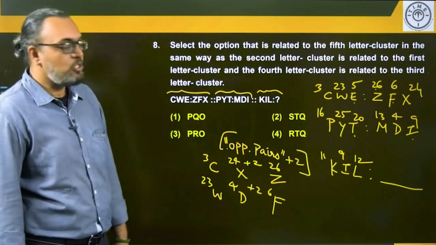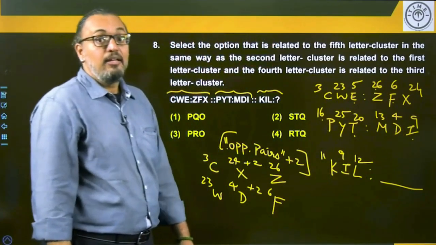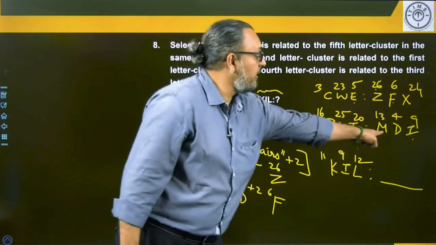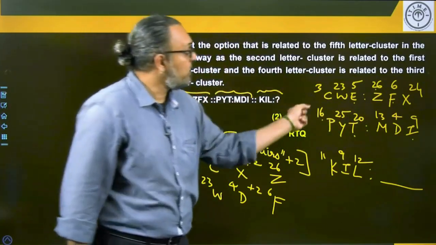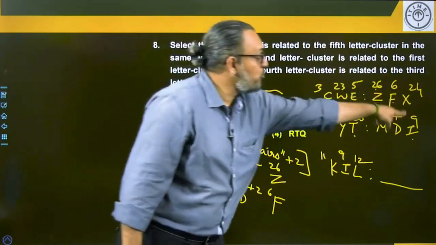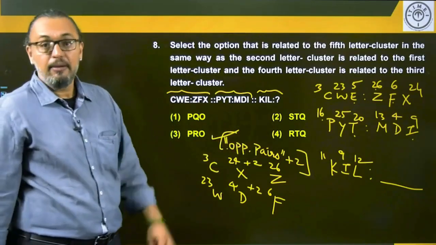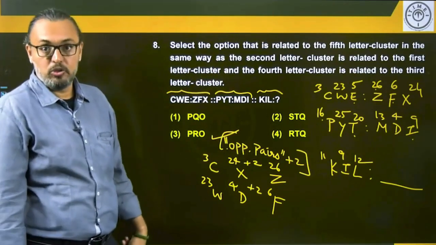Are you understanding the logic? So likewise, here you have 16. For 16, you need 11, correct? But plus 2 is 13. And 25, you need 2, plus 2 is 4. And for 20, you need 7, plus 2 is 9. So this is our logic. You take the opposite pair, but you have to take plus 2 also for that.